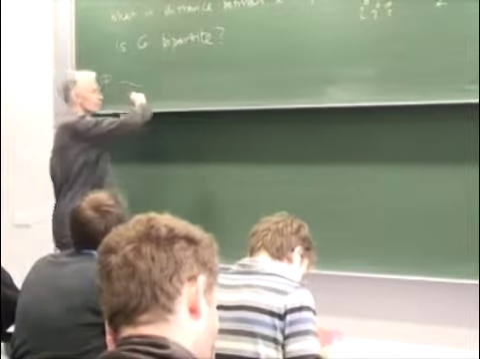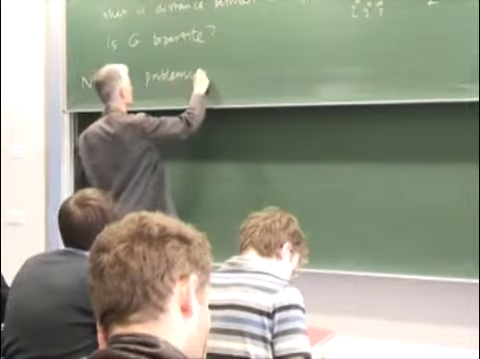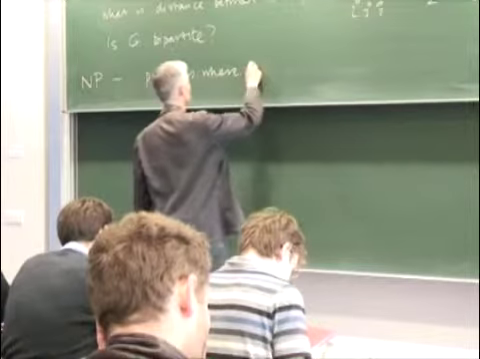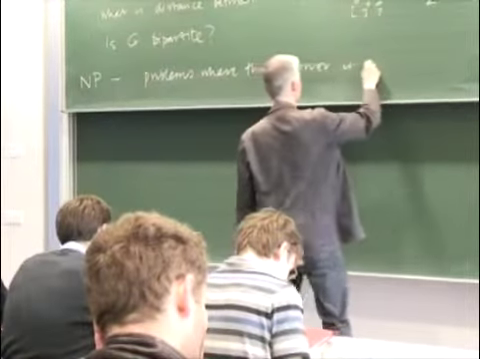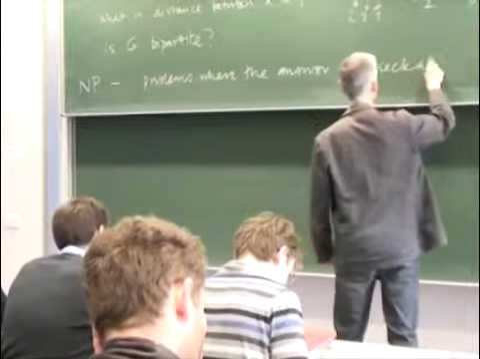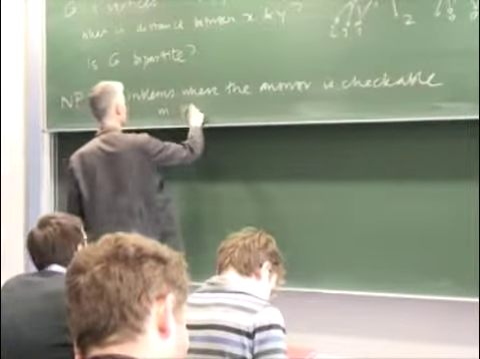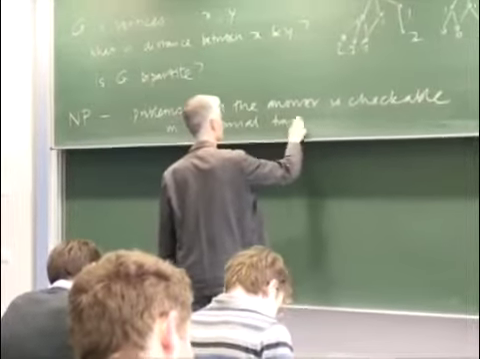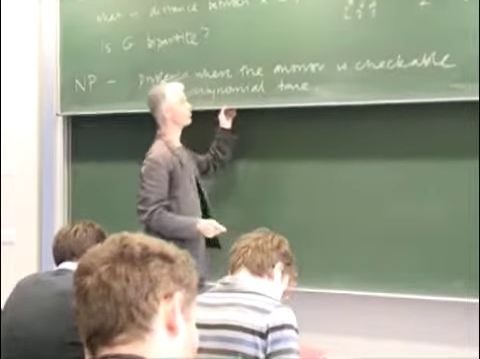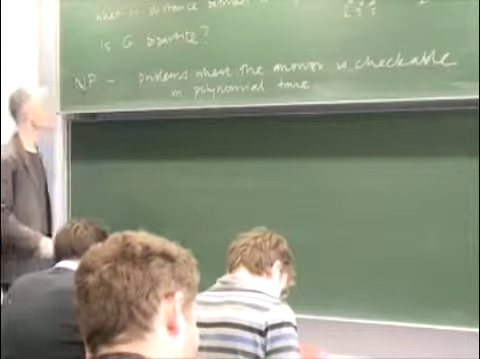So I will start by saying an NP problem is a problem where the answer is checkable in polynomial time. I've got a couple of examples, then I will go on and say a bit more about what it means formally to say checkable in polynomial time.